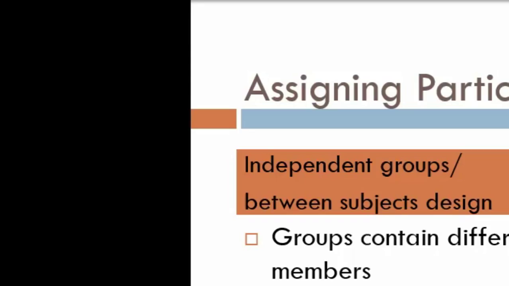Another way to collect data is to use the same people more than one time. We call this a correlated groups design or a within subjects design. This is when we test the same participants in each condition. So each participant is going to serve as their own control, basically.